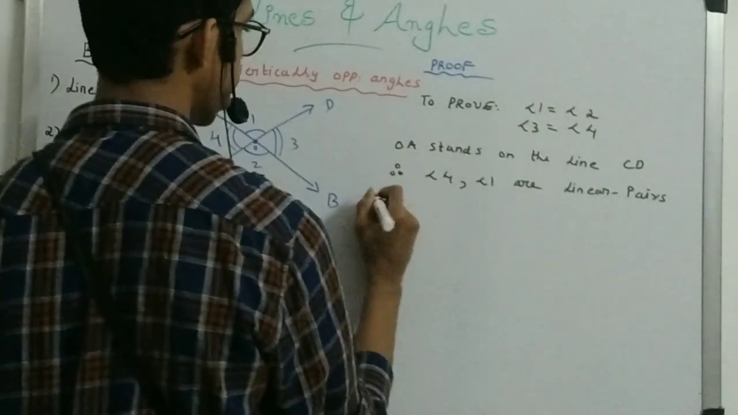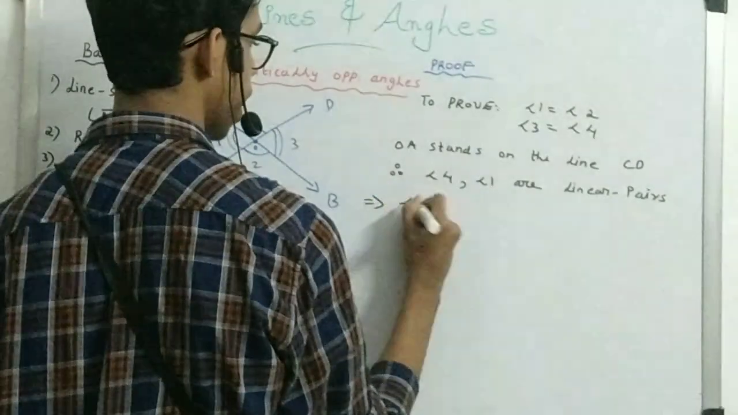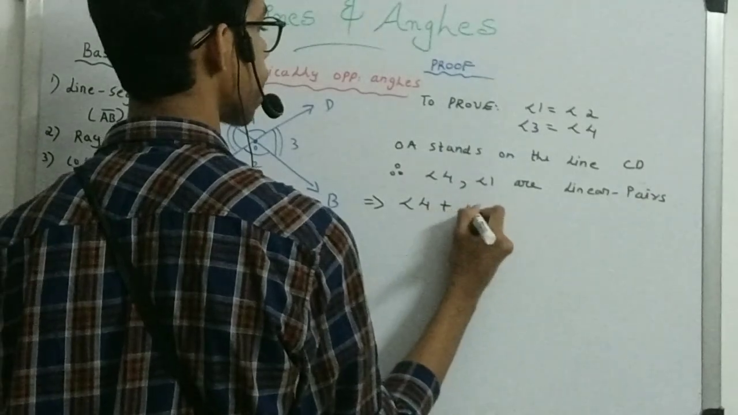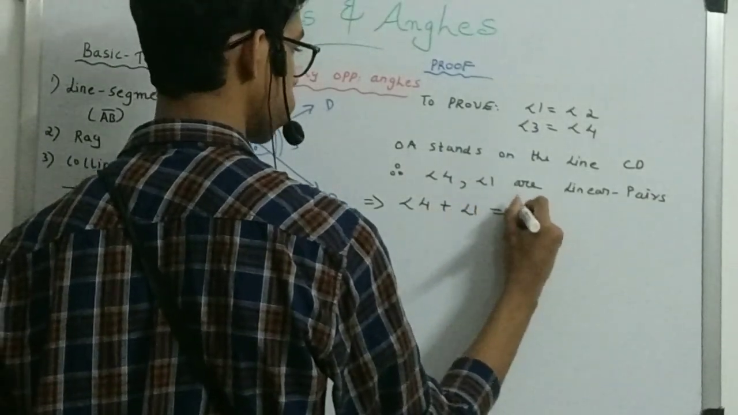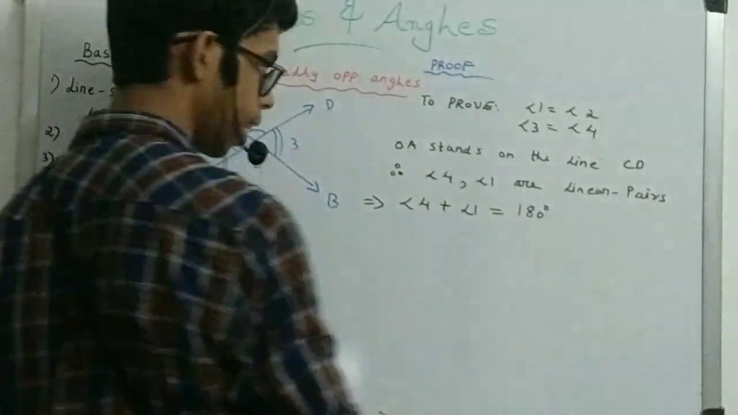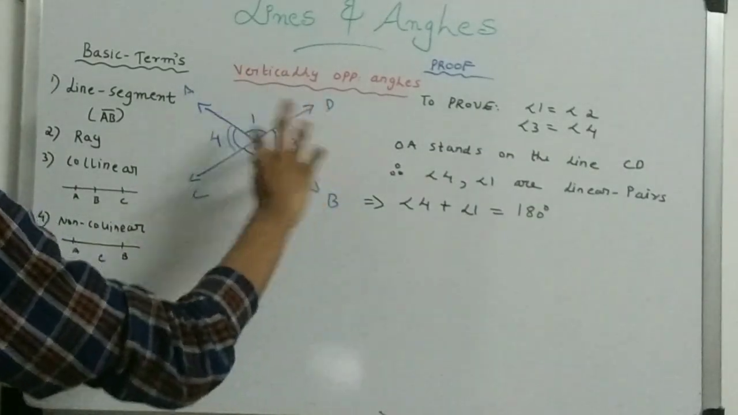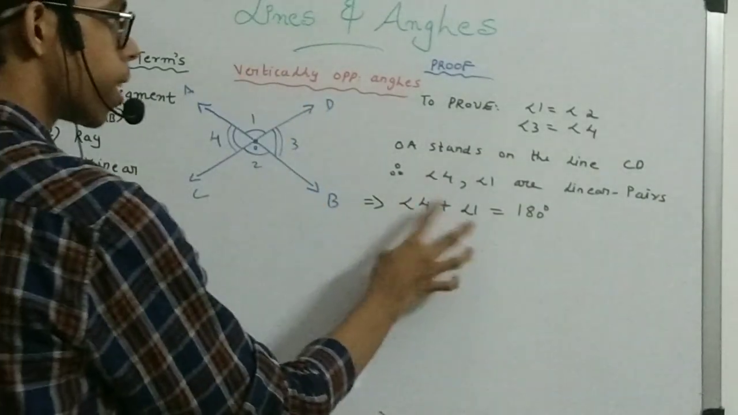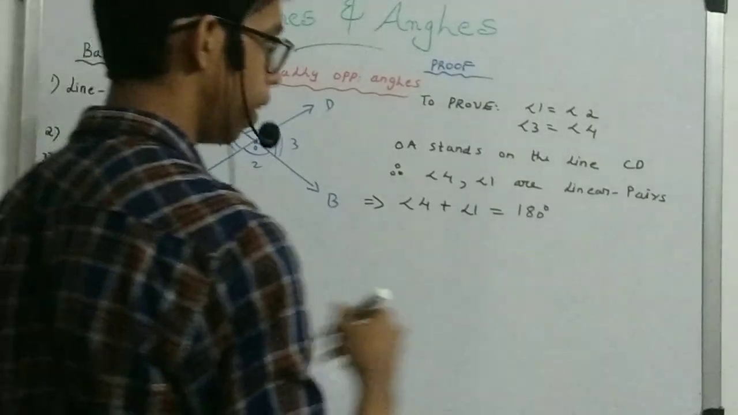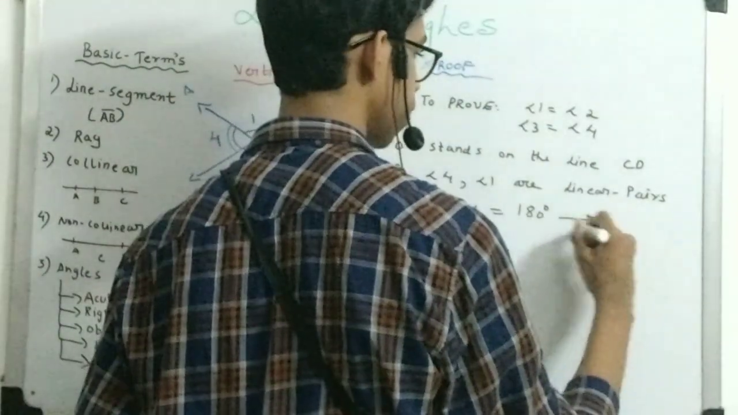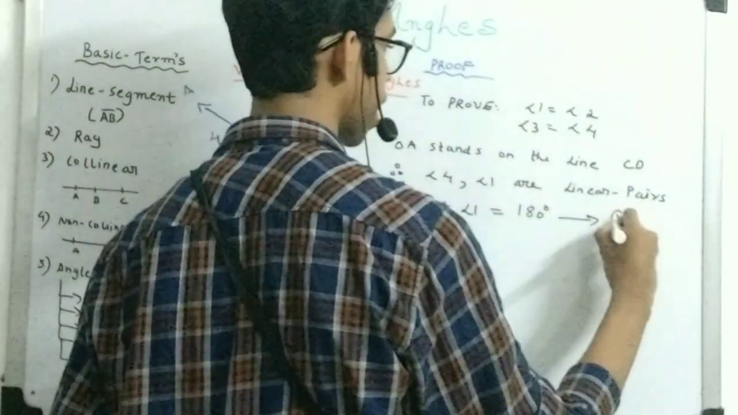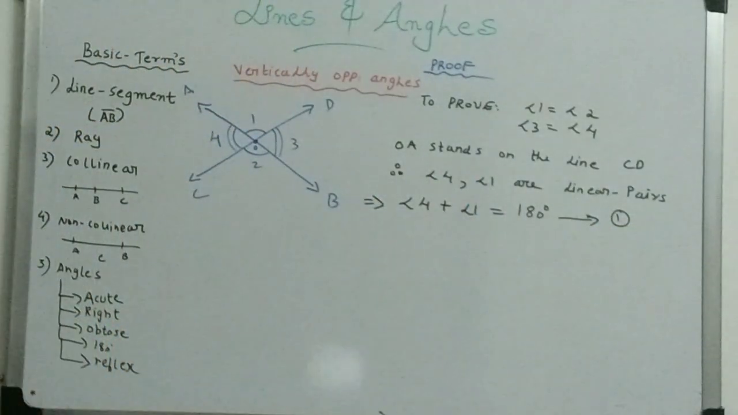So according to the linear pair axiom, we can write angle 4 plus angle 1 is equal to 180 degrees. Isn't it? We have learned that according to the linear pair axiom, the full angle will be 180 degrees, so the adjacent angle sum will be equal to 180. This we have written using the linear pair axiom, so I can take it as equation number 1.